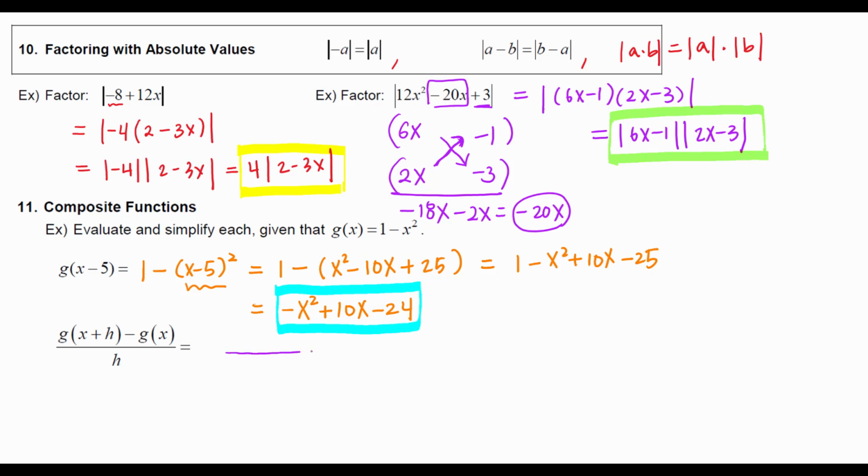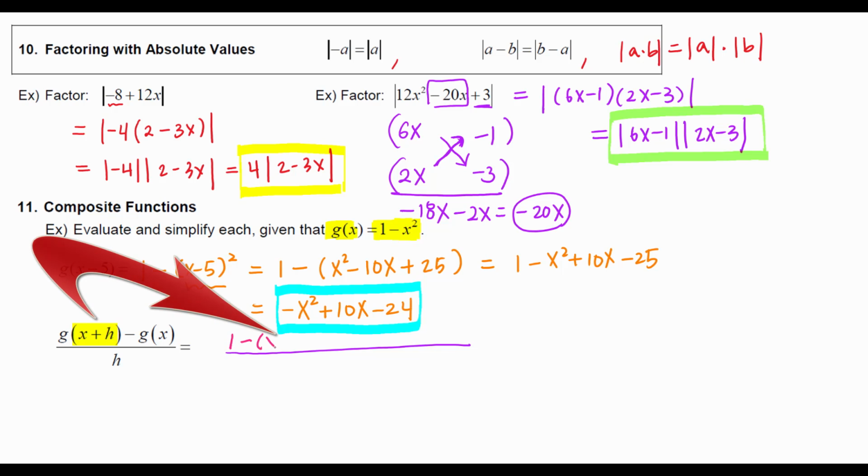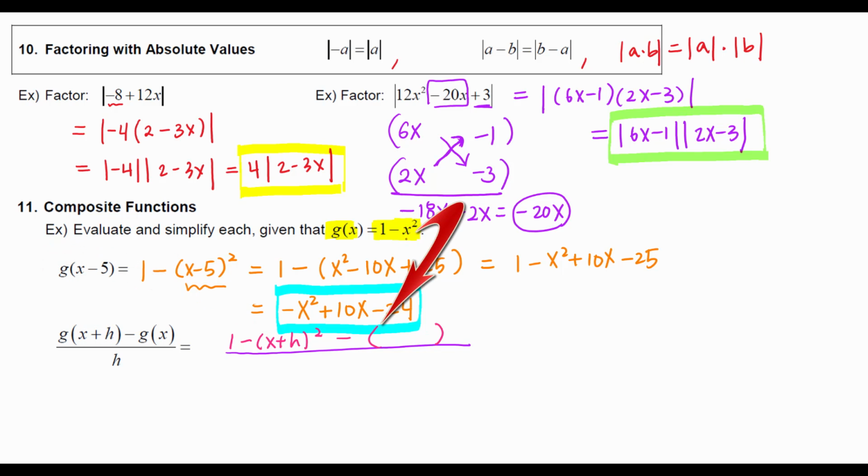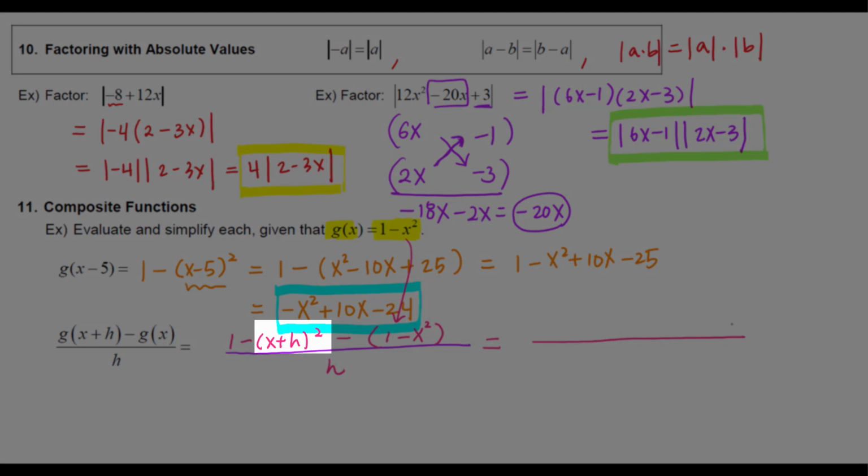So this is equal to g of x plus h. Remember, your g function says whatever your input is, do 1 minus input squared. So g of x plus h is 1 minus input squared, minus g of x, and for g of x you can just plug in 1 minus x squared, over h. The h is not applied to g, it's just h, so you just copy h. By order of operations, you have to do the exponent first, so you're going to multiply that out.